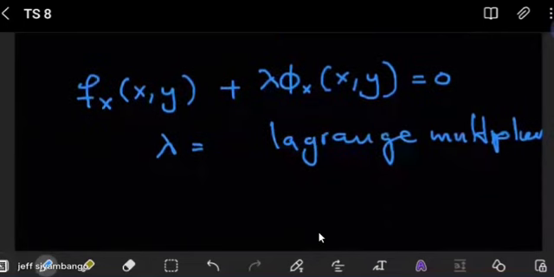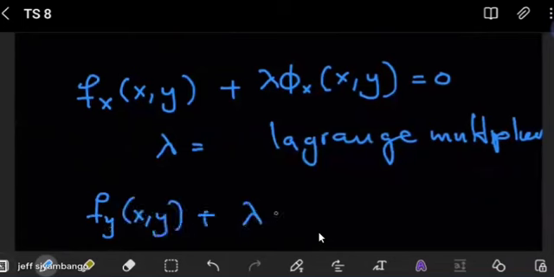Now, of course, to work it out for y, we are also going to do partial f, partial y, plus, also you have the same multiplier.